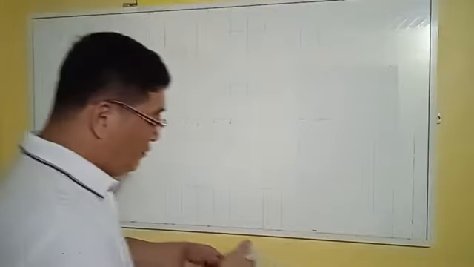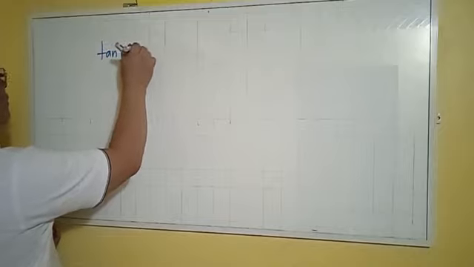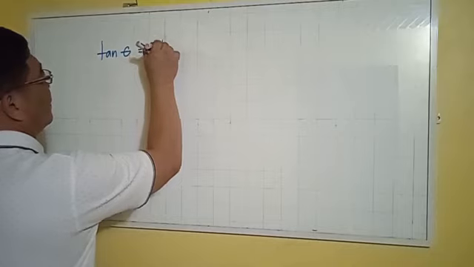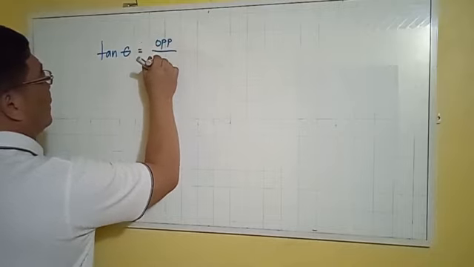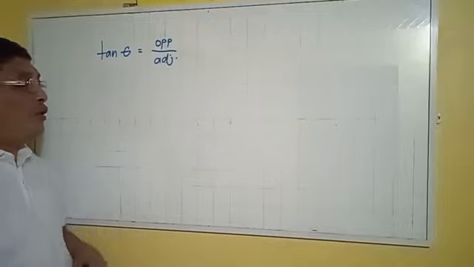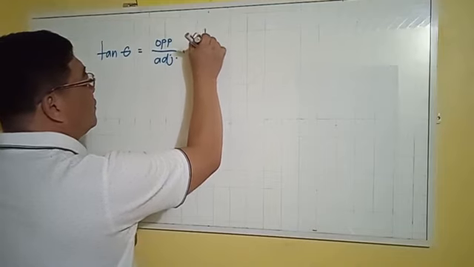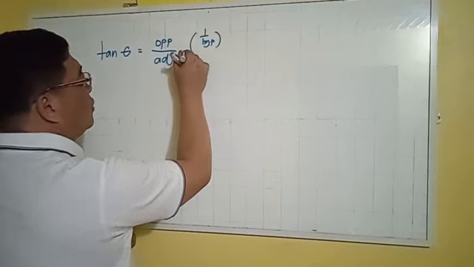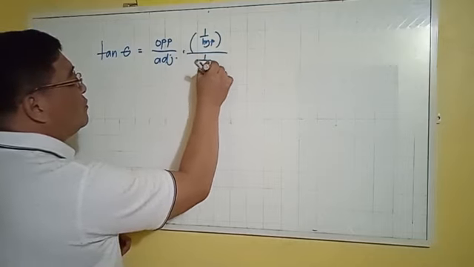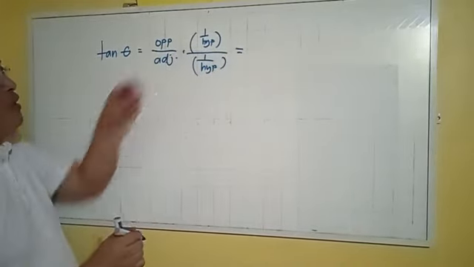Let's start with tangent theta. The ratio of tangent theta is equals to opposite over adjacent. If we are going to rationalize this, multiply this by 1 over hypotenuse over 1 over hypotenuse, and the answer will be opposite times hypotenuse.